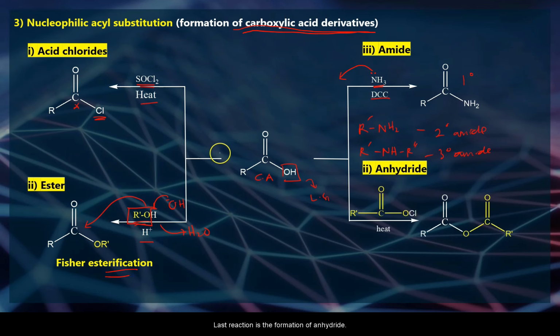Last reaction is the formation of anhydride. In this reaction, anhydride is formed when carboxylic acid reacts with acid chloride. Anhydride also can be formed when carboxylic acid is reacted with other carboxylic acid.